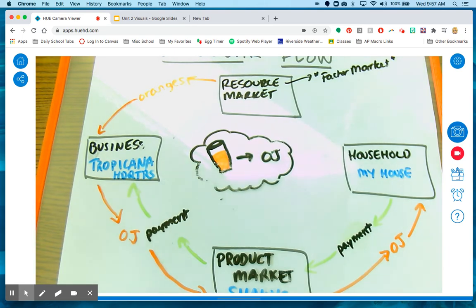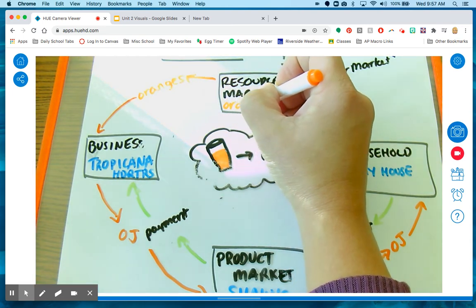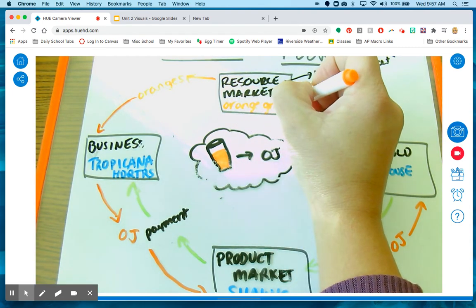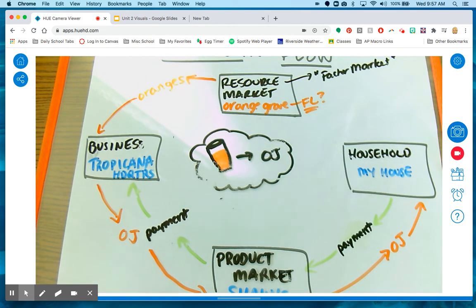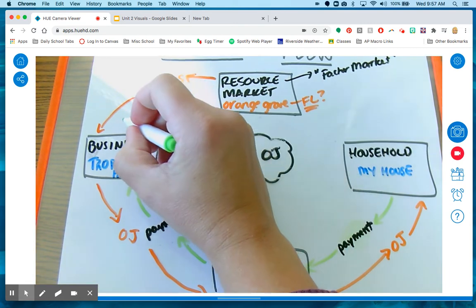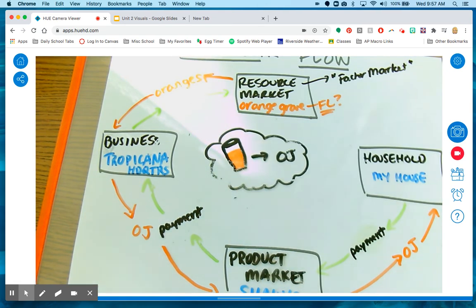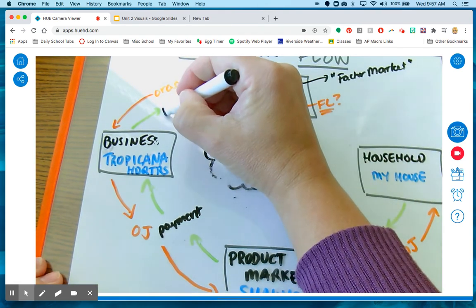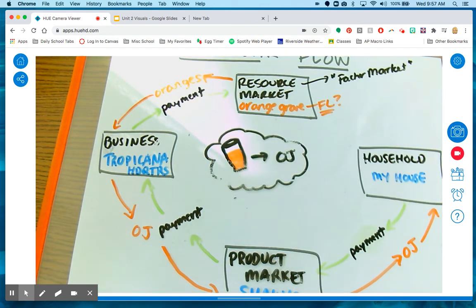The resource market in this case is going to be, I don't think it's an orchard. I think it's a grove, actually, an orange grove, somewhere in Florida. And in order for them to send those oranges to the Tropicana headquarters to turn them into juice, I presume that Tropicana had to pay that orange grove, the farmer, the owners of it, some sort of payment, right? Those oranges aren't for free.